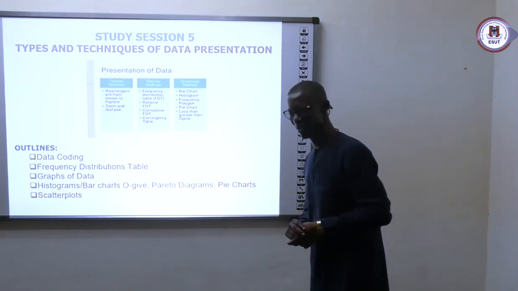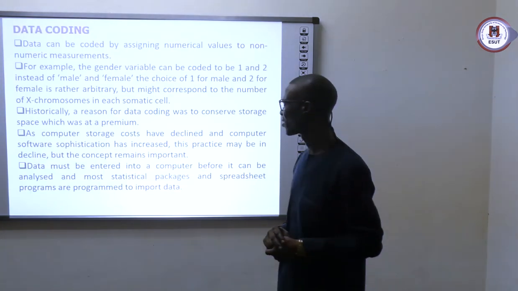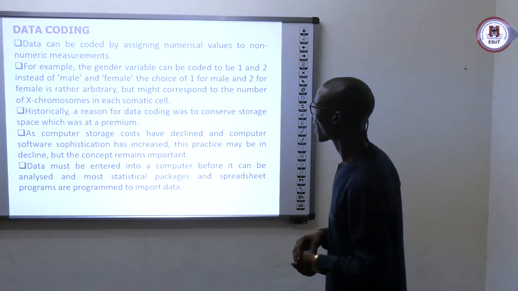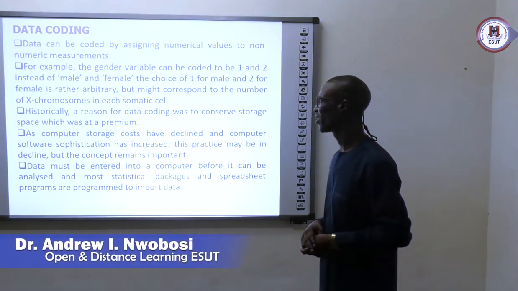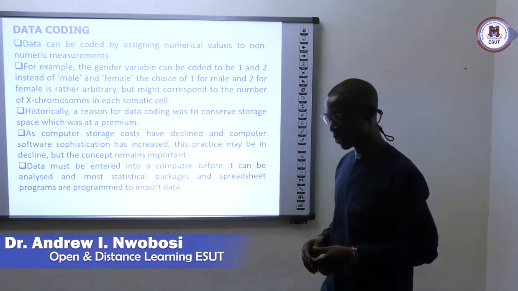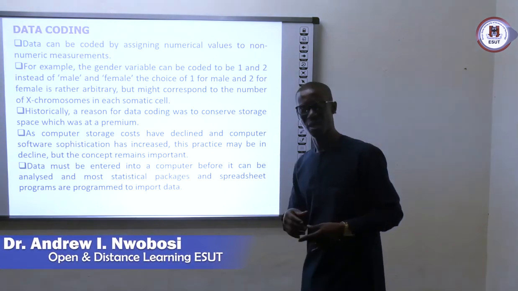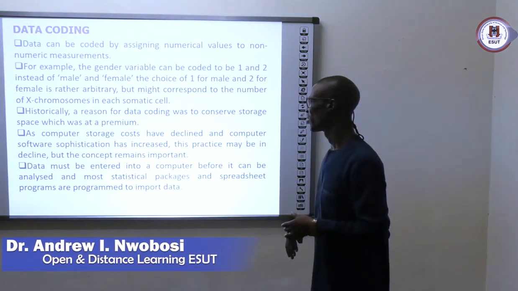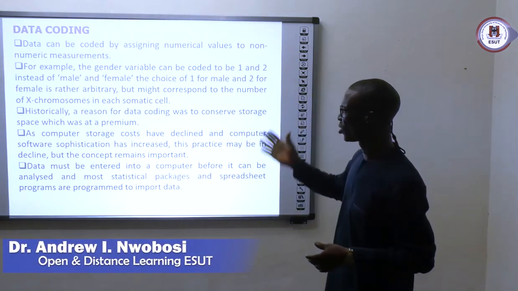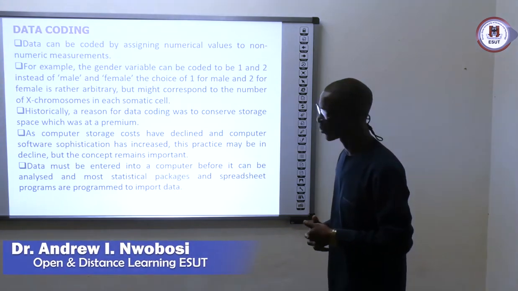Techniques of data presentation. Types and techniques of data presentation. Data can be coded by assigning numeric values to non-numeric measurements. We've said before that some categorical data, when we assign values to them, become what? A dummy variable. So we have different attributes to which we could assign a dummy variable.